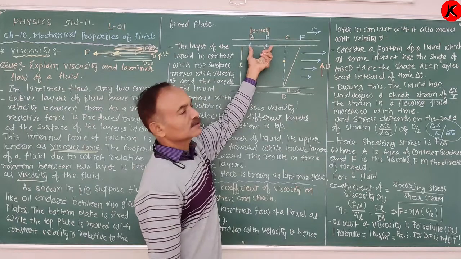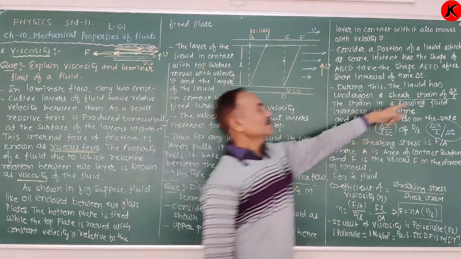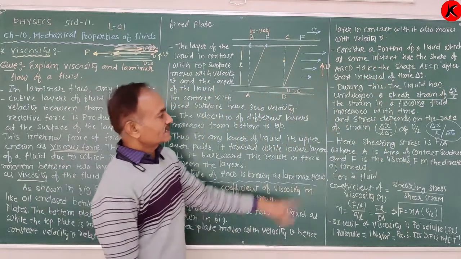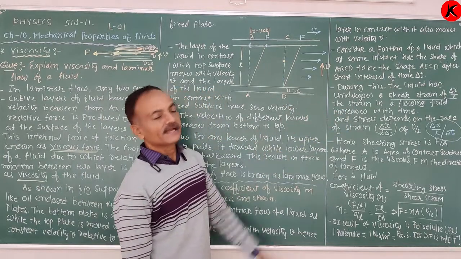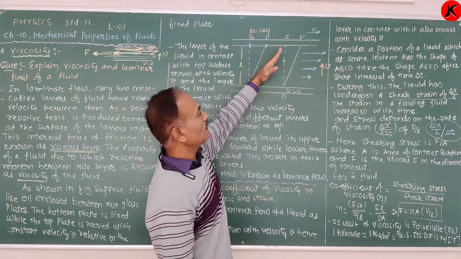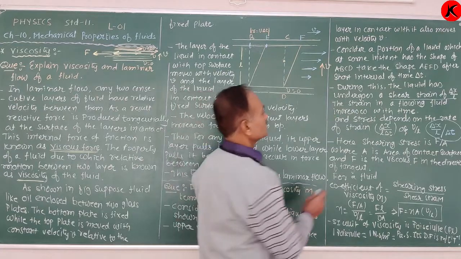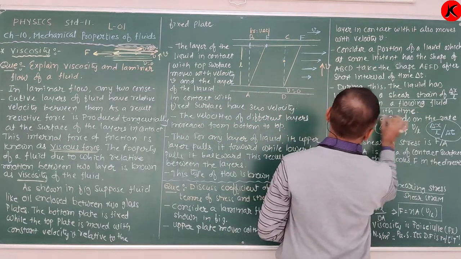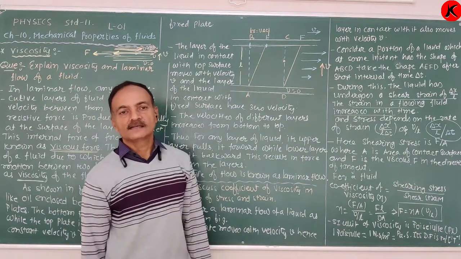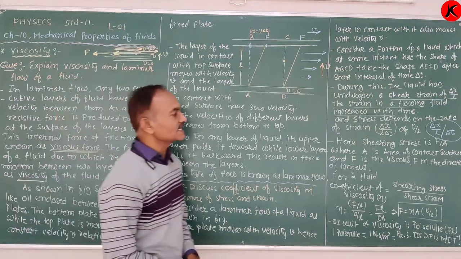Shearing strain is equal to the change in shape, delta x, upon the width L: delta x upon L. The strain in a fluid increases with time. As time increases, the shape also changes in this way. Therefore, the strain in a flowing fluid increases with time, and the stress depends on the strain. Here the strain continuously changes with time.